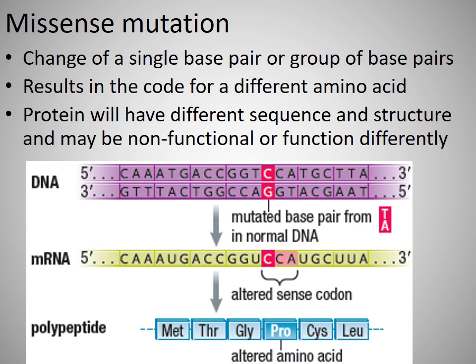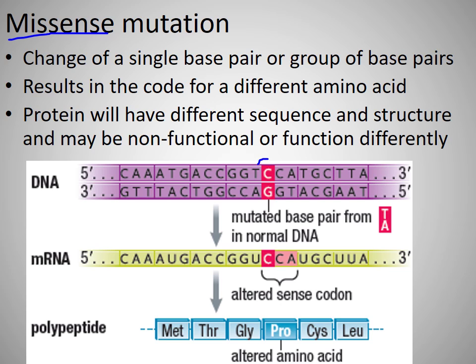So again, you've got 5 players on the basketball court. You want to make a substitution. One guy goes out, another guy comes in. There's still 5 people on the court. Okay, so missense is a substitution mutation. So what happens in a missense mutation?